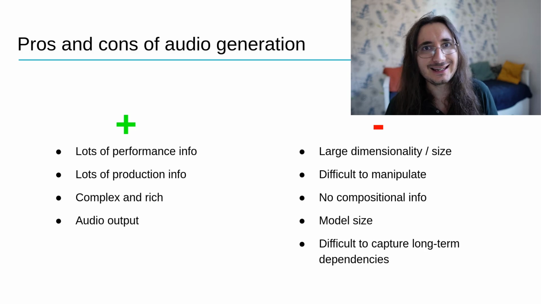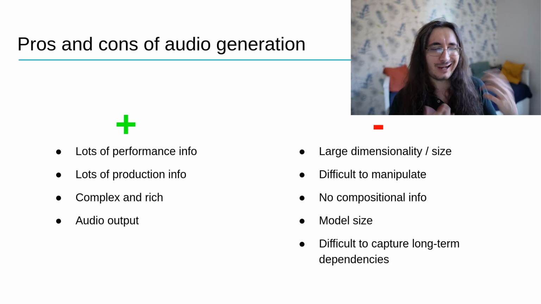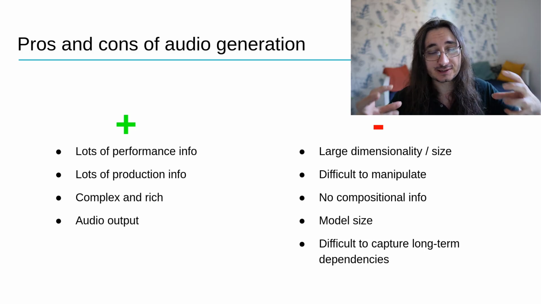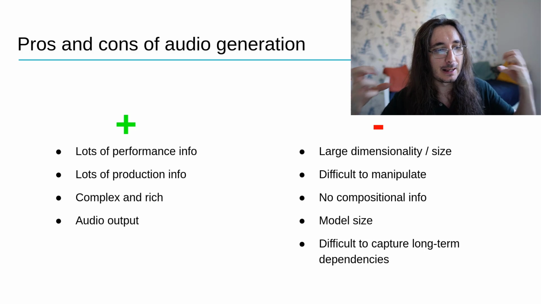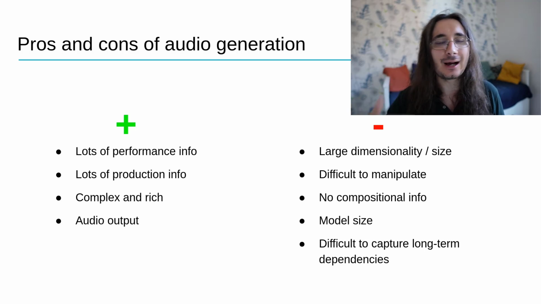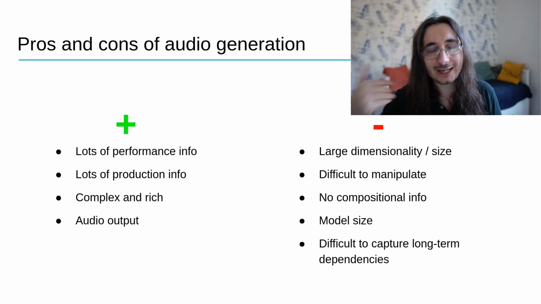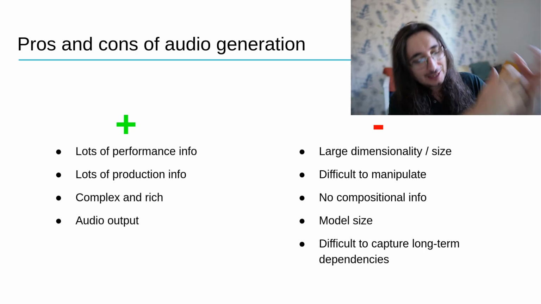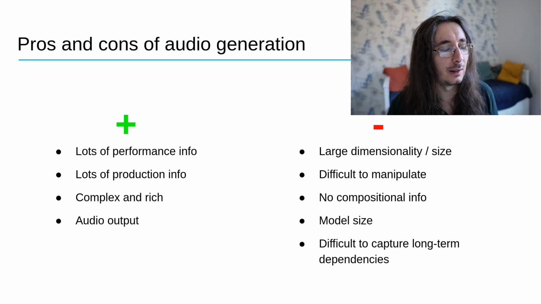Now let's take a look at the disadvantages. I already mentioned this somehow. The problem of an audio representation is that usually it tends to have a large dimensionality, and the size is very, very big. And that is a problem because it basically adds a lot in terms of computational complexity, number of parameters, and the amount of GPU that you have to throw at these models.